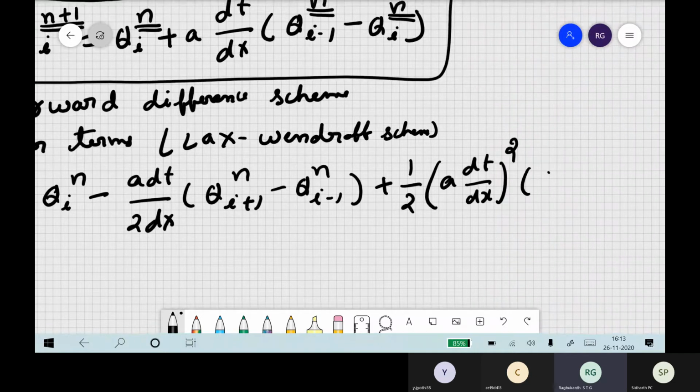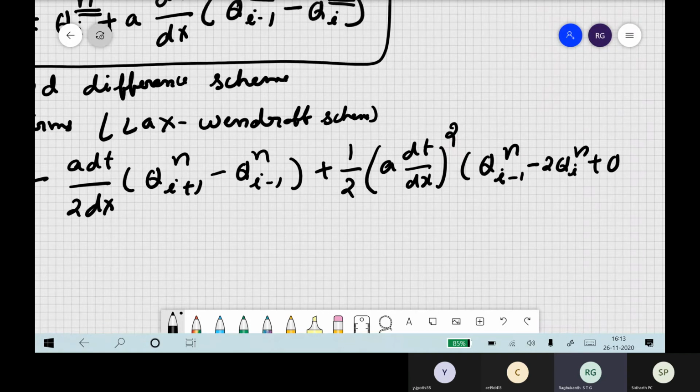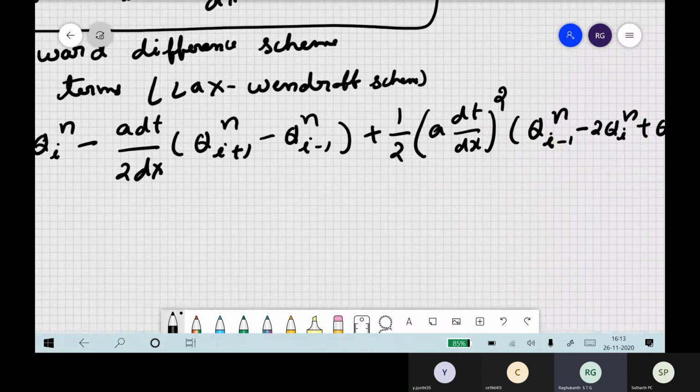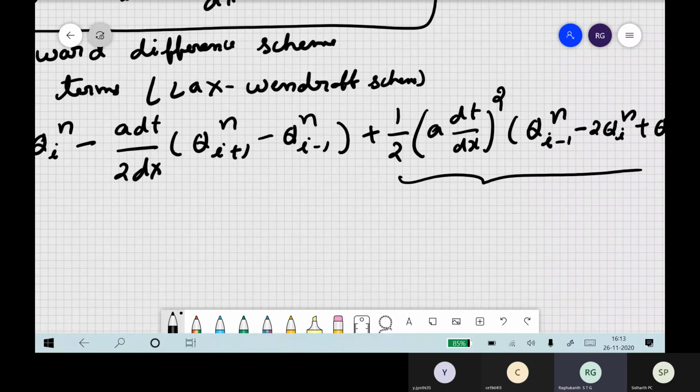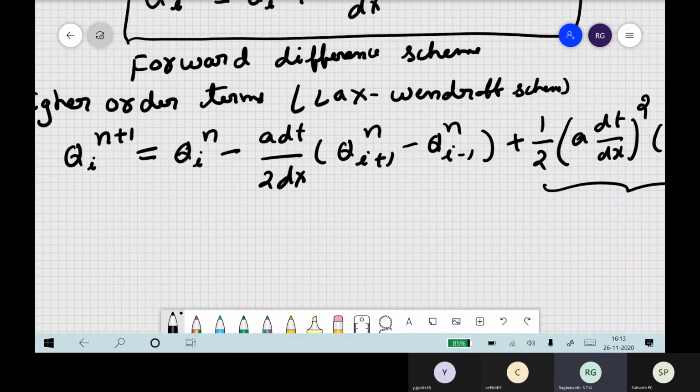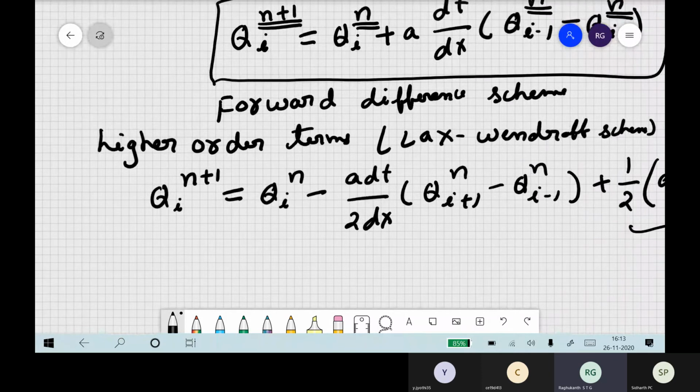q_i^n, and then the higher order terms also. These are higher order schemes, one can derive. Of course, we will derive them after some time using the Taylor series and other methods. So this is the basic philosophy of the finite volume.